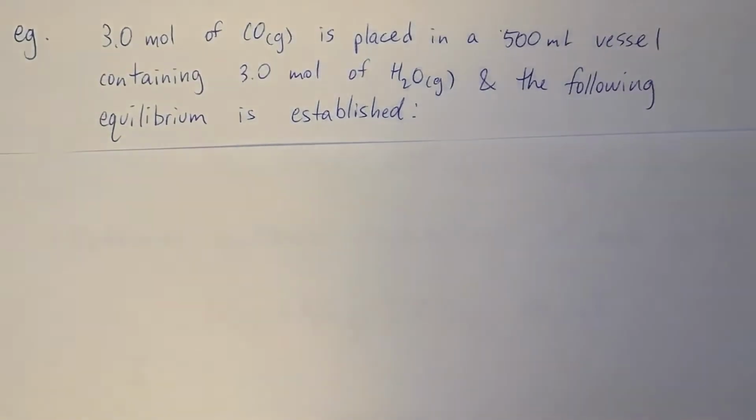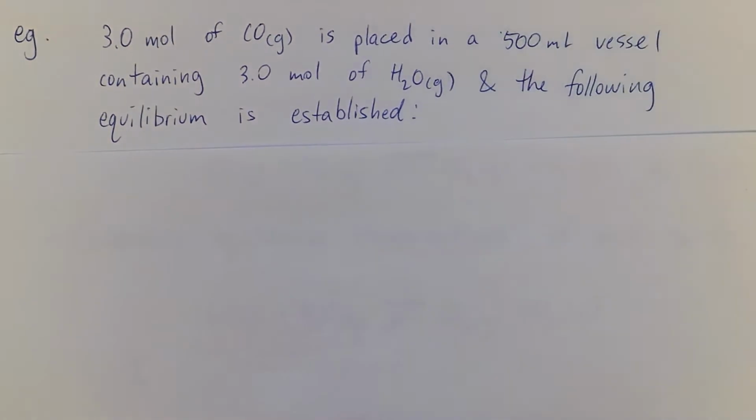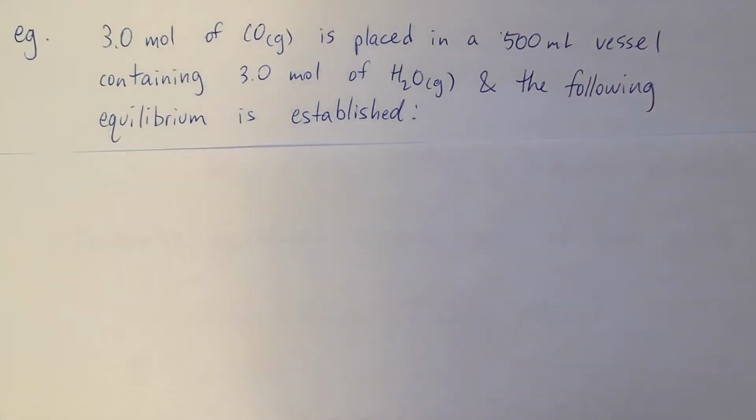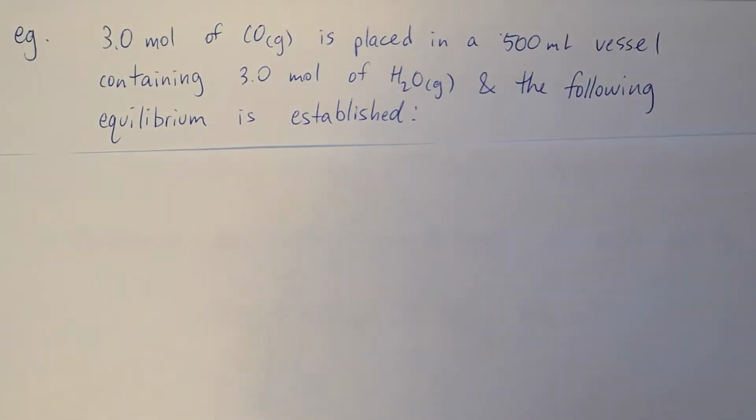All right, now we're going to do an example applying Kc to an ice table. This is crucial stuff, people, so follow along, make sure it makes sense, and that you can do it on your own. So I'm going to say that 3 moles of carbon monoxide is placed in a 500 milliliter vessel that already has 3 moles of water vapor, right?